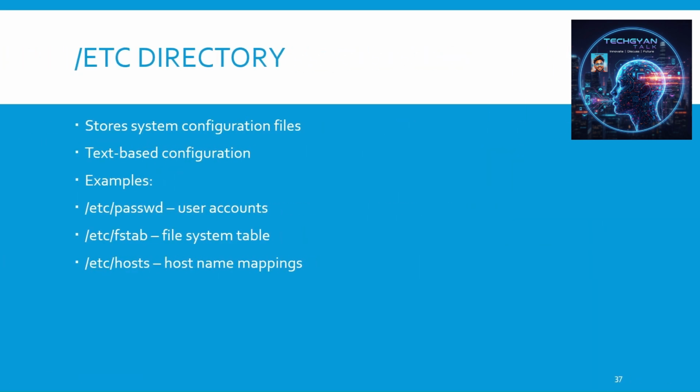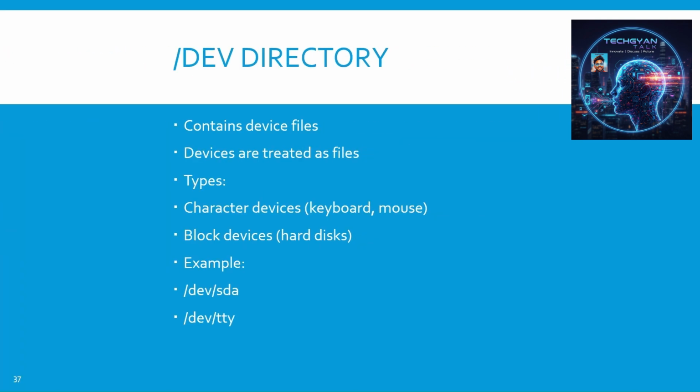The /etc directory stores system configuration files, text-based configuration. Examples: /etc/passwd for user accounts, /etc/fstab for file system table, and /etc/hosts for host name mappings.